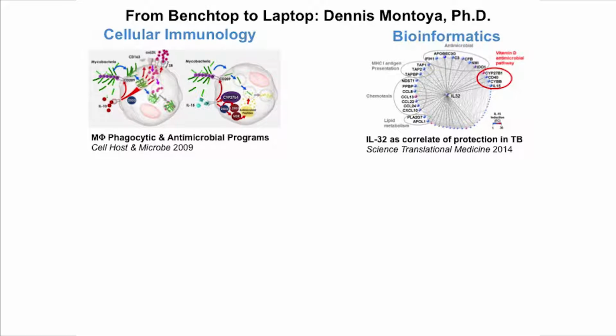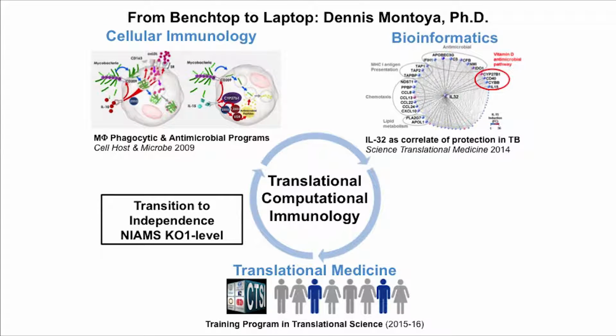And analyzing the latent TB patients, I found a host defense network with IL-32 at the center of this network as a correlate of protection in latent TB, and IL-32 itself can kill MTB in infected macrophages. Now I'm on a NIAMS K01 grant, incorporating more translational medicine through this training program, as well as more computational experience by working with Matteo Pellegrini at UCLA. I'm trying to carve out a research niche in translational computational immunology. And what you'll see is my career has come full circle, and I'm back to cellular immunology.